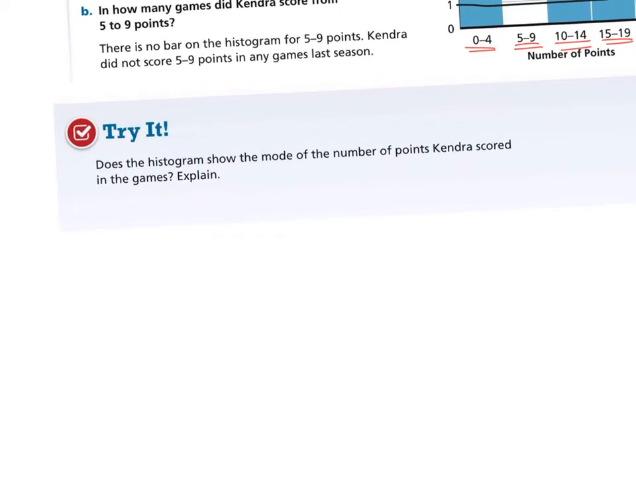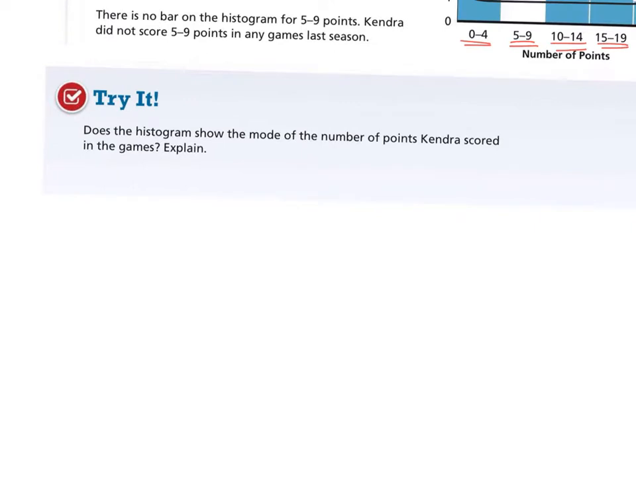So if we look at the try it, does the histogram show the mode of the number of points Kendra scored in the games? Okay, mode, remember, is a number or numbers that occur most often. Now we got to be careful with this one. When we say we know what the mode is, we are saying specifically we know which number of points scored happened more than any other specific amount.